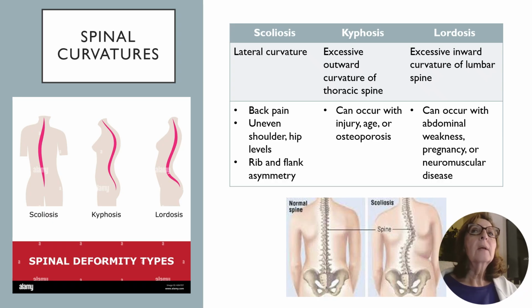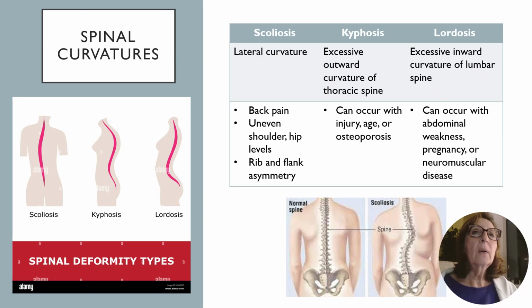When you're looking at scoliosis, they're calling it the lateral curvature because it kind of goes from side to side. There will be back pain. The hips and the shoulders are usually uneven, as you can see in that picture to the far left, where the left shoulder is higher than the right. Okay, the hips are usually level though. Okay, and there will be some asymmetry when we're looking at the ribs and the flank area.